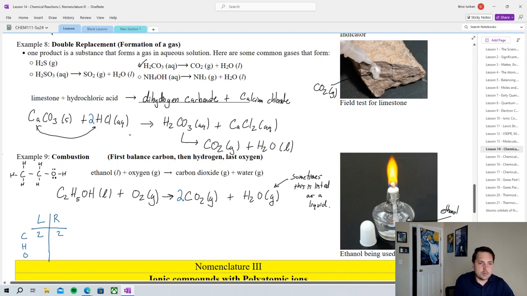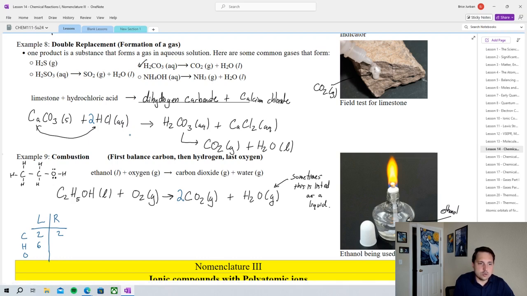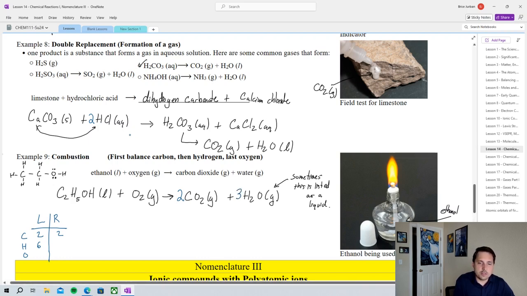On the left side, we have 5 plus 1 here, and I'm going to just combine that to be 6. So there's 6 hydrogens on the left. And on the right side, there's currently 2. So what I'll need to do is put a 3 here. That'll give me 6. And then how many oxygens do I have?